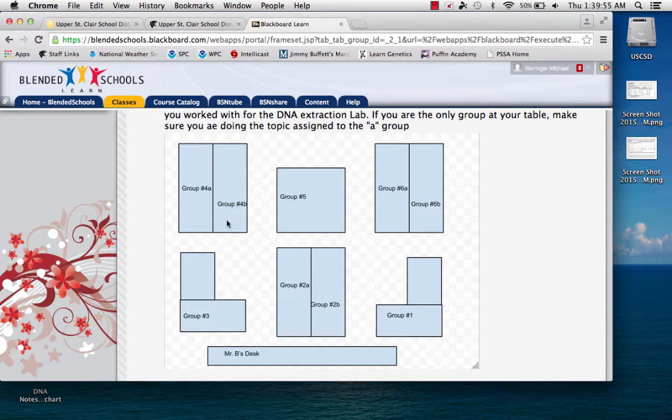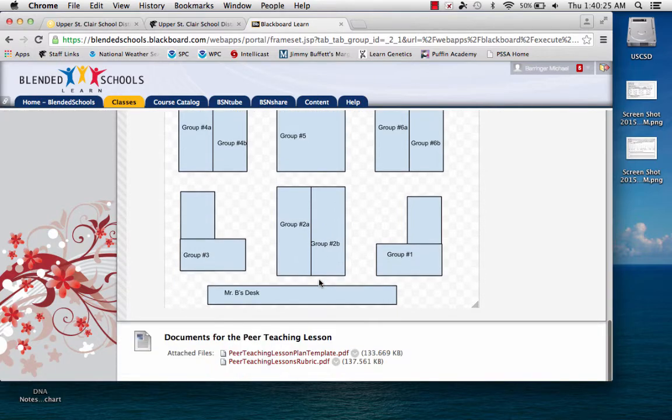If you only have 4 people that sit there regularly, just do Group A. Group 4, let's say that this table back here only has 4 people that sit at it. Just do the assignment for Group 4A. If this table only has 4 people that sit at it, just do the assignment for group number 6A. We'll worry about 6B later. Okay? But if you have 6, make sure you're splitting up into groups of 3. 3 of you take Group 2A and 3 of you take Group 2B.